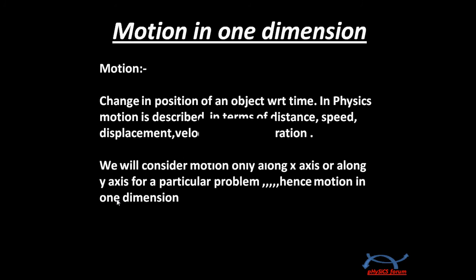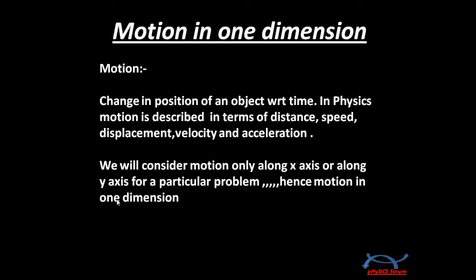This is the basic definition of motion. Motion is defined as change in position of an object with respect to time. In physics, motion is described in terms of distance, speed, displacement, velocity, and acceleration. We'll see each of these topics in detail. I'll tell you what is the distance. You should have a basic idea of what is the distance, what is the speed, what is the displacement, velocity, acceleration.